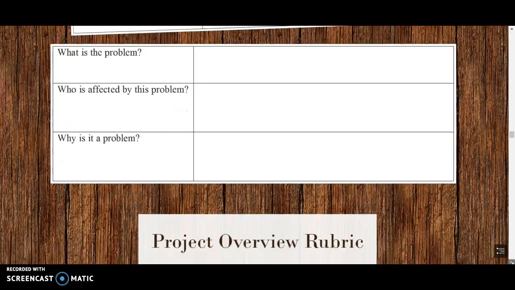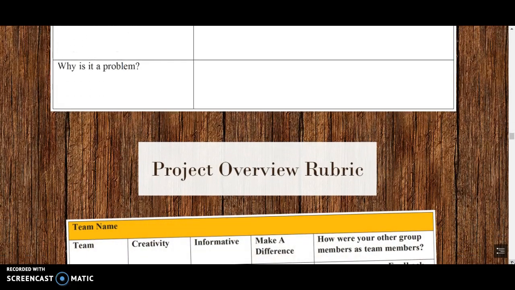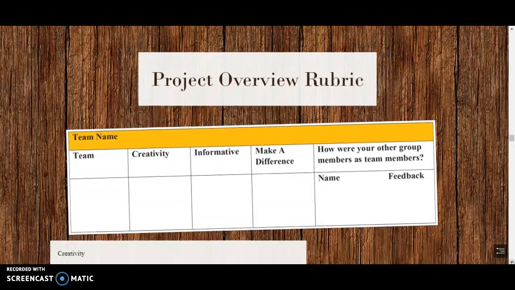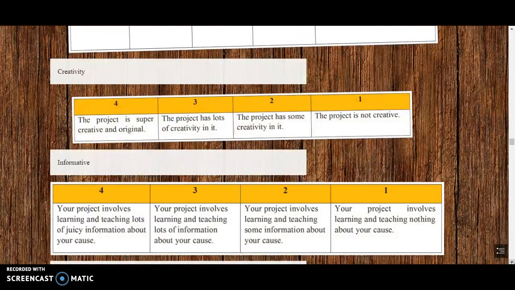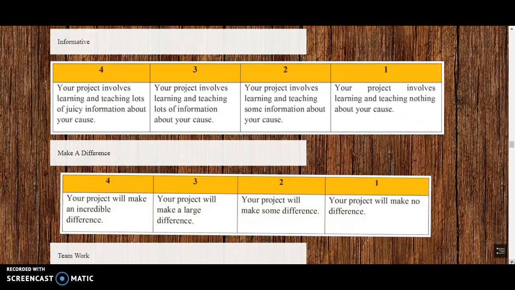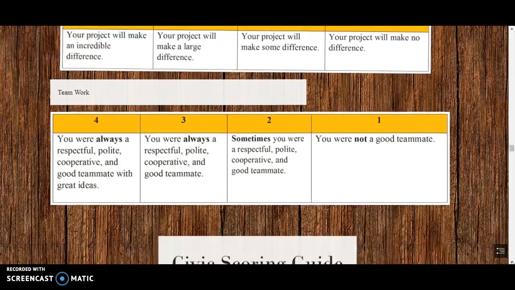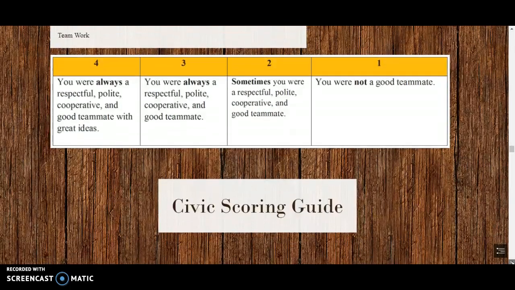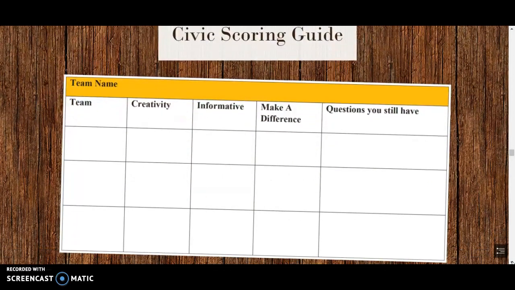They will be asked questions like, what's the problem? Who is affected by the problem? And why is it a problem? This is to invoke critical thinking skills. The project overview rubric is used towards the end of the project. And they're rated on the creativity, how informative the project was, did it make a difference, and even the teamwork aspect. Then you have a civic scoring guide.